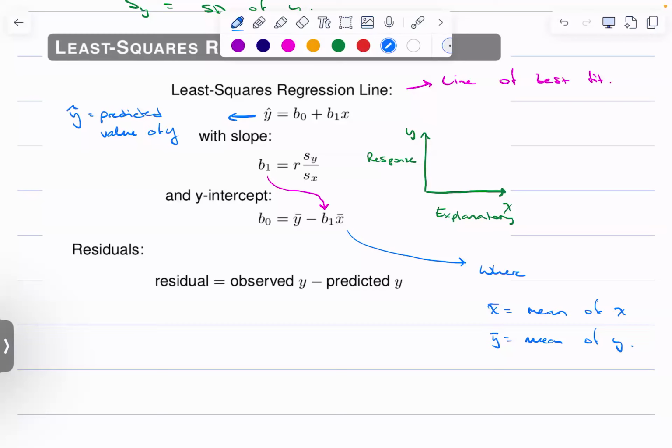We talked about the different constructions of finding this line, but I want to introduce one last concept before I summarize it. Okay.